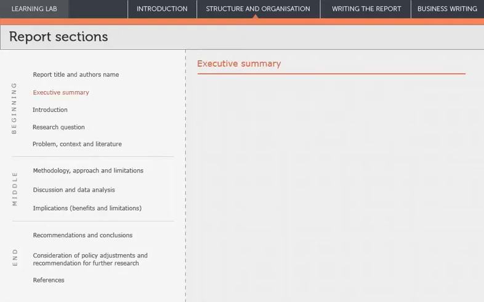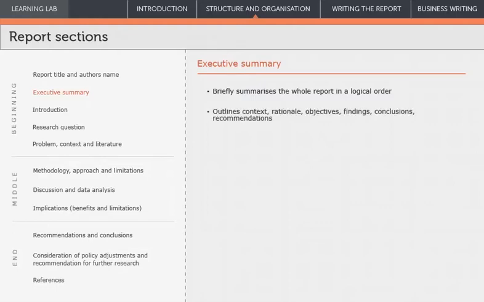A strong executive summary is vital as it determines the relevance of the report for the reader. It is the section that the reader reads first, and it provides an overall summary of the whole report. Each major section of the report should be summarised in 1 or 2 sentences.